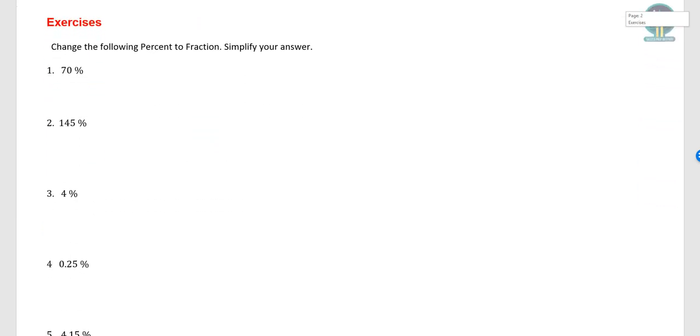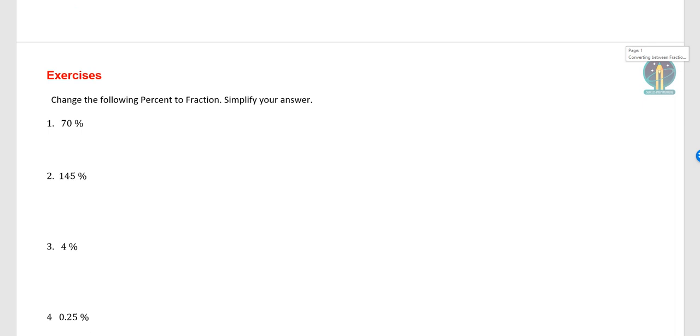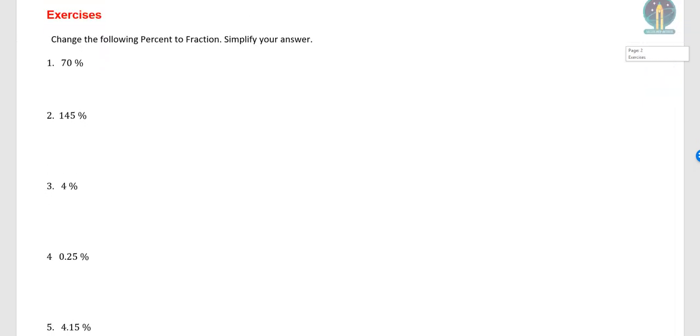Let's look at some exercises for changing percentages to fractions. Now please pause the video, work on these, and come back for the solutions. Okay, let's do these together.